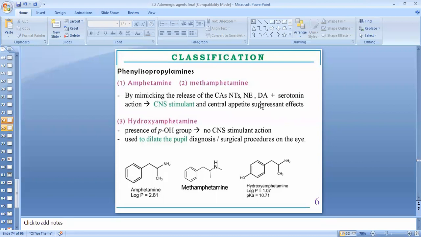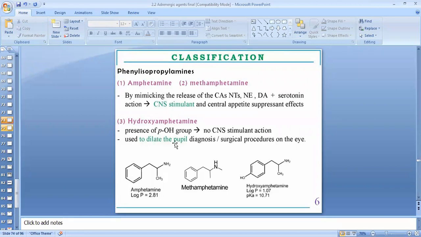They may ask, what is the drug which is going to show this type of appetite suppressant effect? And the names of the drugs are amphetamine and methamphetamine. Now the next drug molecule is hydroxyamphetamine. In the presence of the para-hydroxyl functional group, there is no CNS stimulant action.